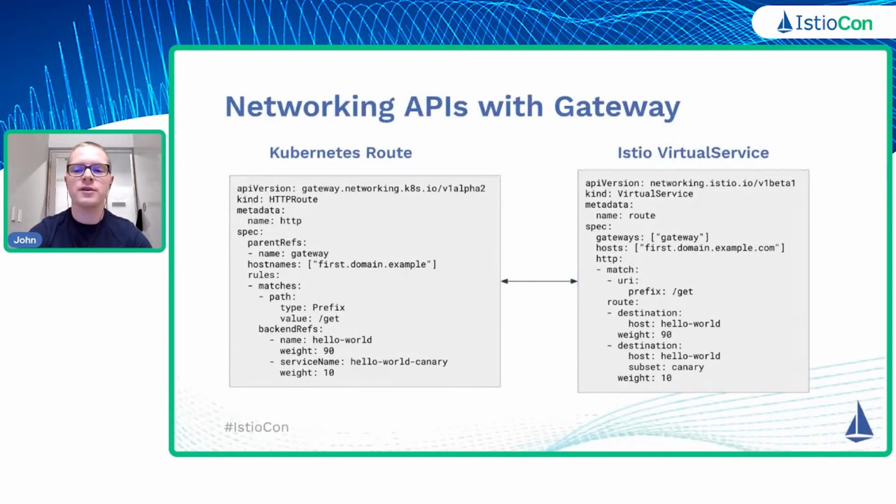The biggest change here really is that in the Kubernetes routes, they have a route per protocol. So there's an HTTP route, a TLS route, a TCP route, whereas Istio has just the virtual service. But other than that, they are largely quite similar.